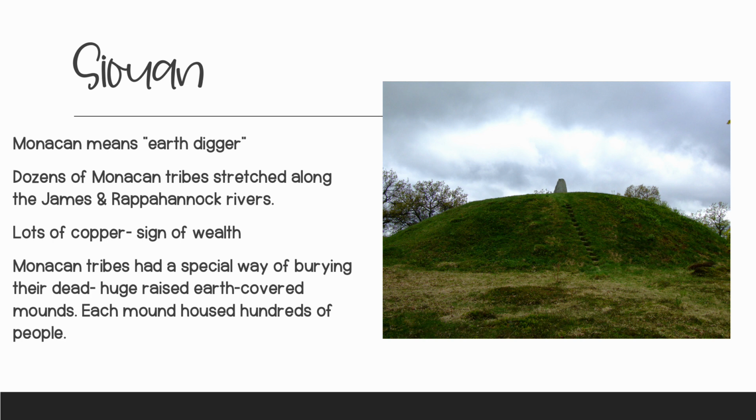The Monacans, who spoke Siouan, stretched along the James and Rappahannock rivers. Their name means earth digger, which was very appropriate. These tribes had a special way of burying their dead. Instead of underground, they covered them in dirt mounds that housed hundreds of people. The picture here shows what it looked like, although all of these mounds in the Piedmont region have been destroyed over the years. Monacans also had access to lots of copper, which was a sign of great wealth.